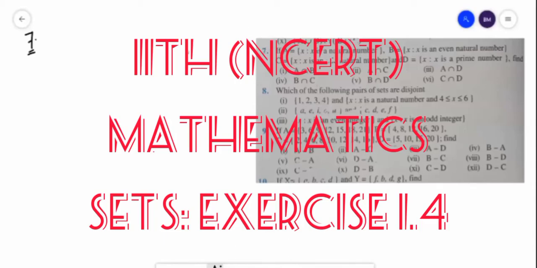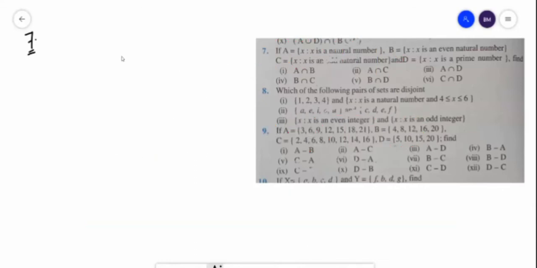Exercise 1.4, question 6 is in the previous video. We'll solve from 7.